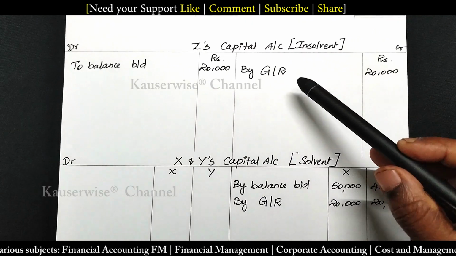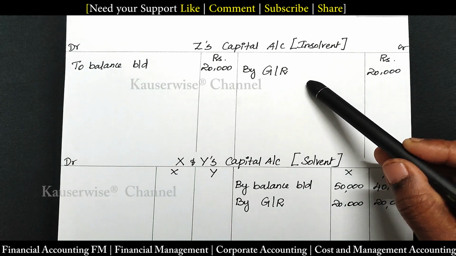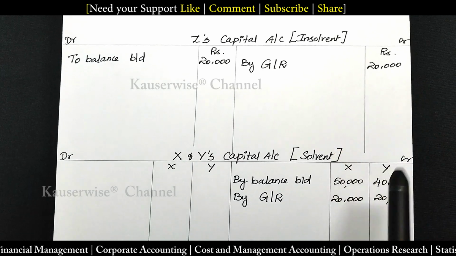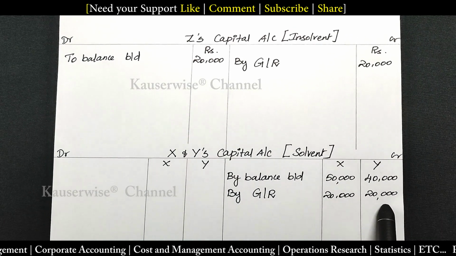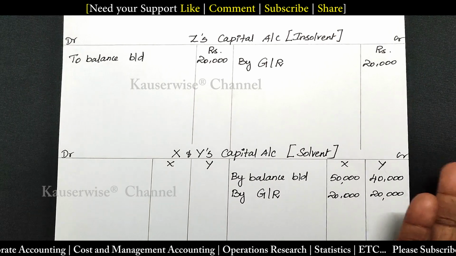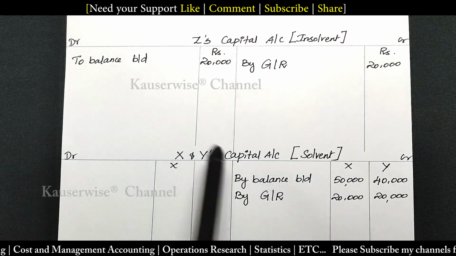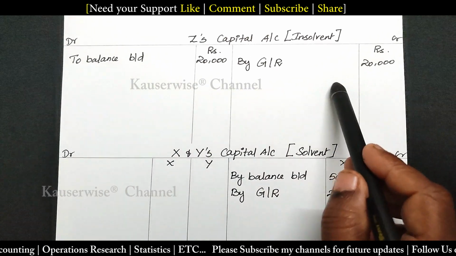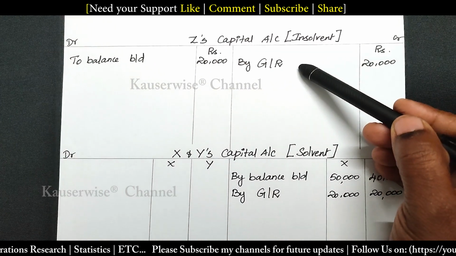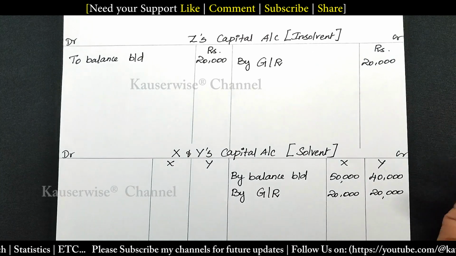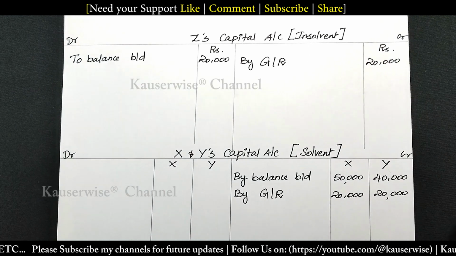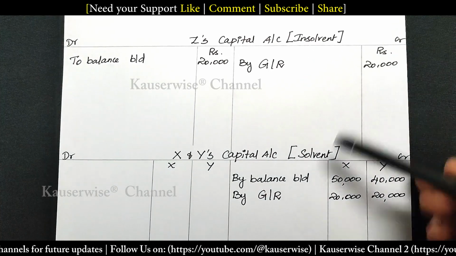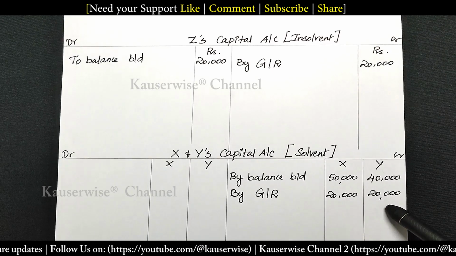See, we have transferred the general reserve, that is undistributed profit, to all the partners. Z's how much? 20,000. X and Y 20,000 and 20,000. In case of any loss, that will be transferred to the partners' capital account debit side. In case of loss, debit side. In case of profit, credit side. So here we have got a general reserve, which is like an undistributed or accumulated profit. So we have transferred this to the partners' capital account credit side, equally 20,000, 20,000 and 20,000.